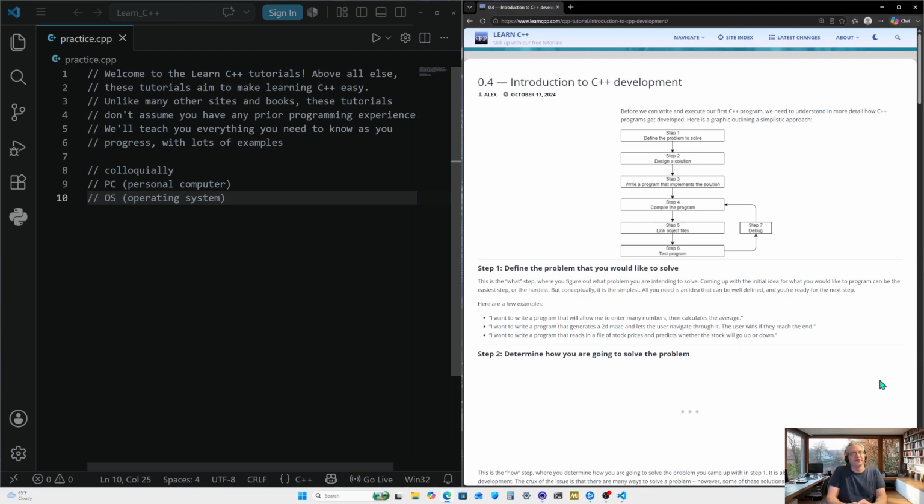A simplistic approach. Step one would be define the problem to solve. Step two would be design a solution. Step three, write a program that implements the solution. Step four, compile a program. Step five, link object files. So if you have multiple files, make sure they link together. Step six, test the program. And then step seven, debug, starting with the compile if you have any issues.